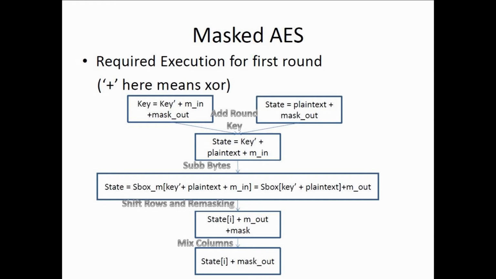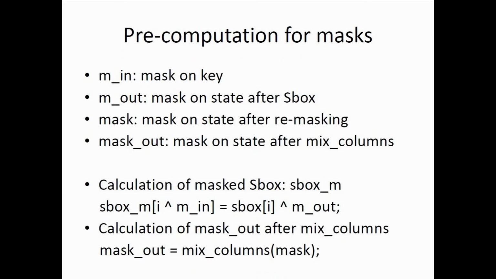Basically, there are two sets of masks: min in the key and mout after the masked SBox. The mask in the state array after remasking becomes mask out after mix columns, as mix columns was not a pure linear function. With this way of masking, execution was simpler.